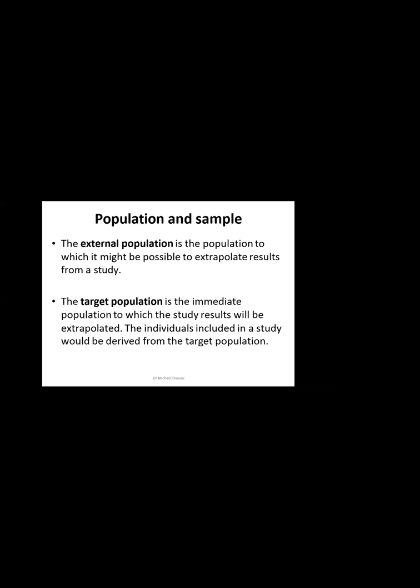The target population is the immediate population to which results would be extrapolated. Individuals in this study would be derived from the target population. So the external population would be, let's say, all Ghanaians. Then the target population is going to be adult Ghanaians. So now children and adolescents are out. So that we come to the target population. Go next.